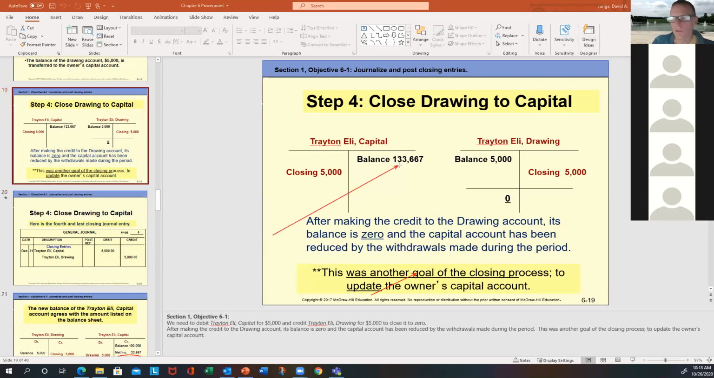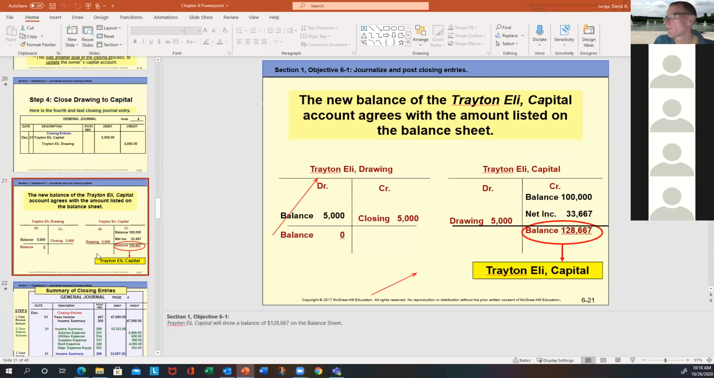There's after you'd closed out your expenses and revenues. Notice now we got to close out the drawing. Notice the drawing is now at zero. But the capital account now, you would have what? The 133, subtract out the 5,000. And then at that point, the new balance in capital would be at 128,667. That's the goal. All right.